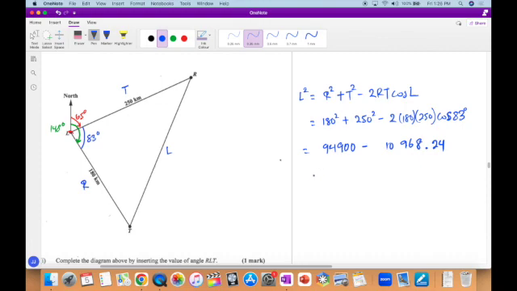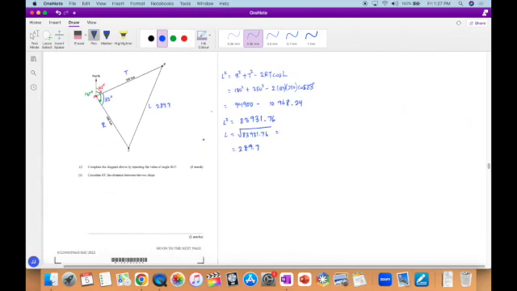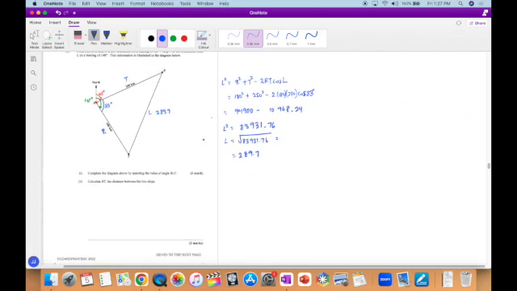Yeah, that makes sense. So therefore L squared ends up being 83931.76, and so L will be the square root of 83931.76, which is around 289.7. So L is 289.7, and so that definitely works for that.